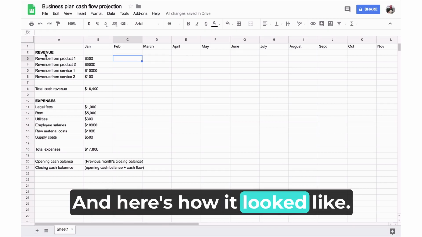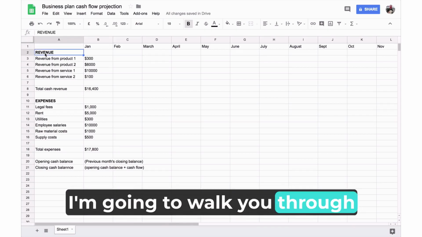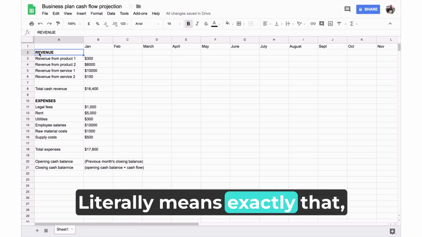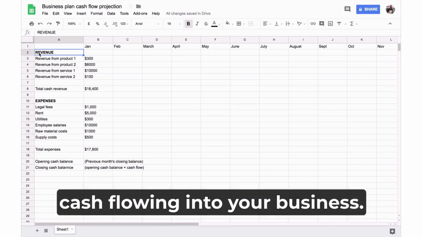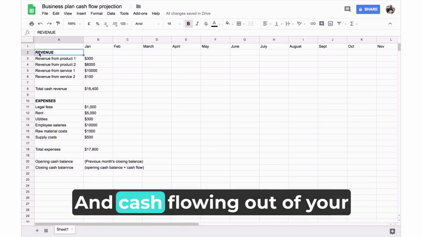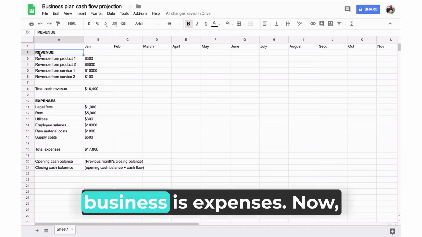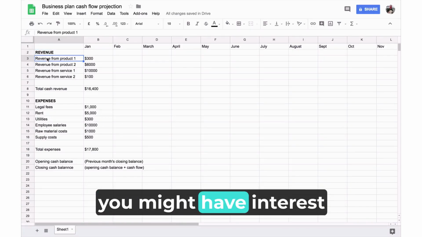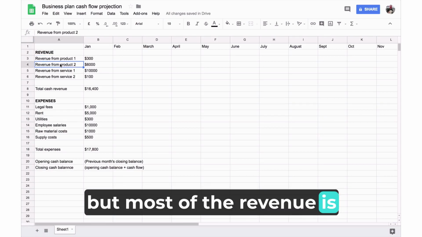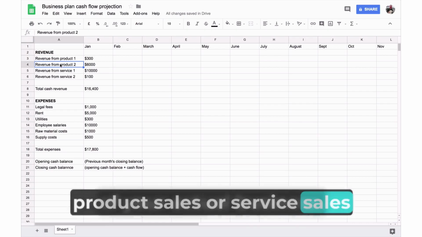And here's how it would look like. It's very simple. I'm going to walk you through it. So cash flows literally means exactly that. Cash flowing into your business. Usually the only way it does that is through revenue. And cash flowing out of your business is expenses. Now, in addition to revenue, you might have interest or things like that, but most of the revenue is product sales or service sales of your actual business.